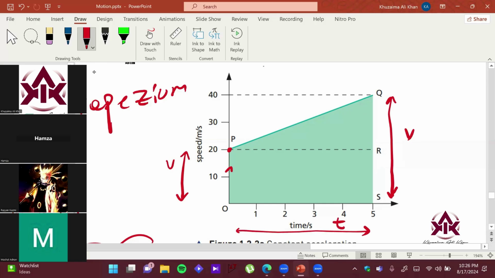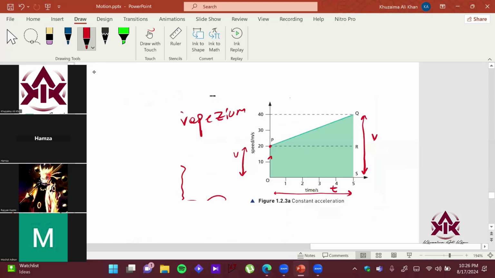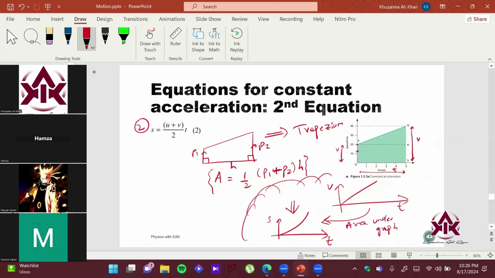ठीक है जी। So just simply apply the formula of area under trapezium, you will get this equation, right? That is as simple as it is. ठीक है जी। So let me just choose a quality color, ताकि you don't judge me कि I only use dark colors, right? So what is displacement is going to be the area under this trapezium, right?